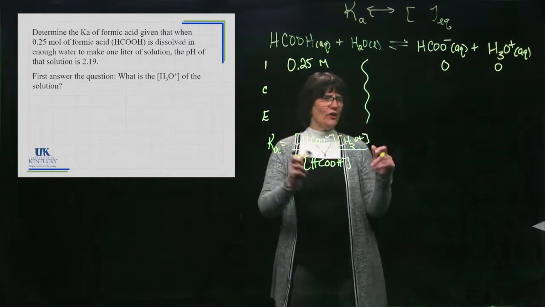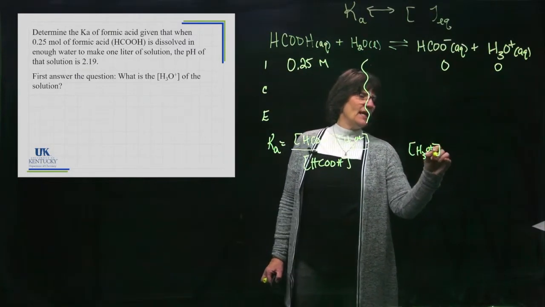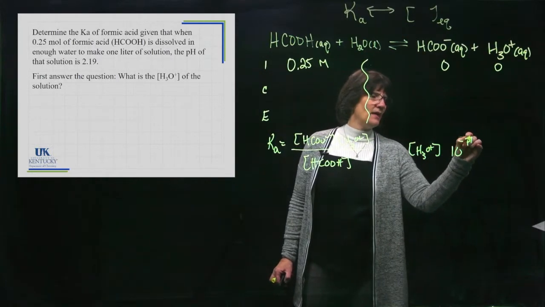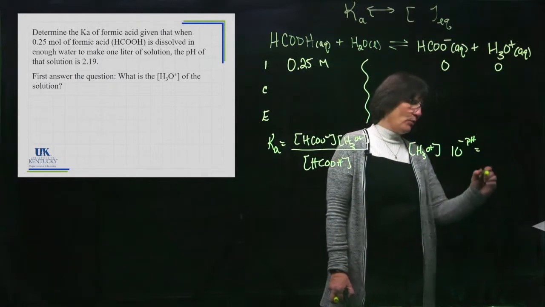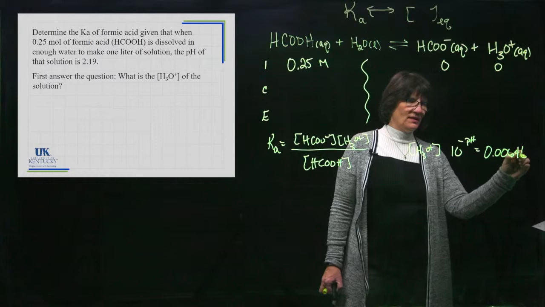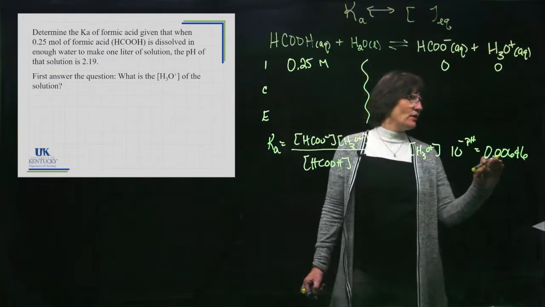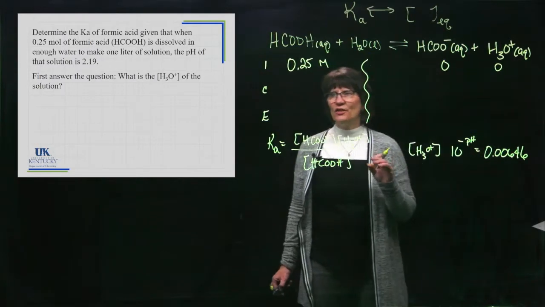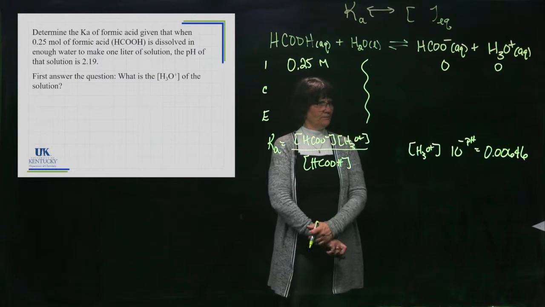All right, hopefully you saw that you got that right, but how did you get it? H3O plus concentration is 10 to the minus pH. And so the value for that will be 0.00646. Now I'm carrying an extra significant figure along. It's 0.0065 to the number of decimal places that I really know it. But there we have that.